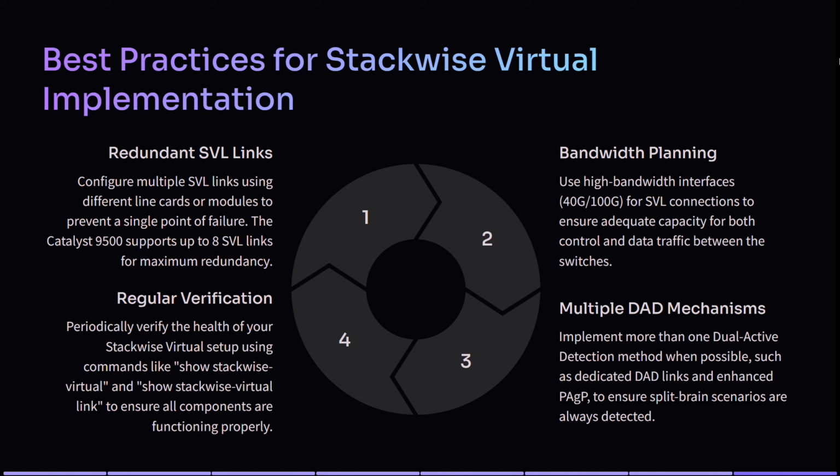2. Bandwidth planning. Use high bandwidth interfaces, 40G or 100G, for SVL connections to ensure adequate capacity for both control and data traffic between the switches. 3. Multiple DAD mechanisms. Implement more than one dual active detection method when possible, such as dedicated DAD links and enhanced PAgP, to ensure split-brain scenarios are always detected.